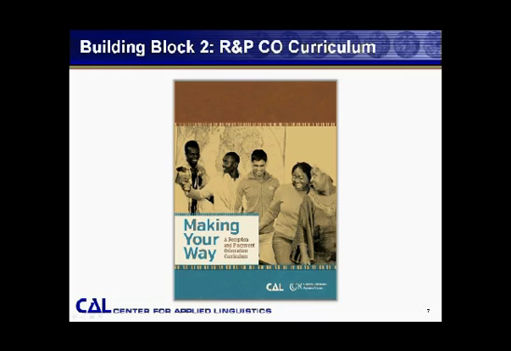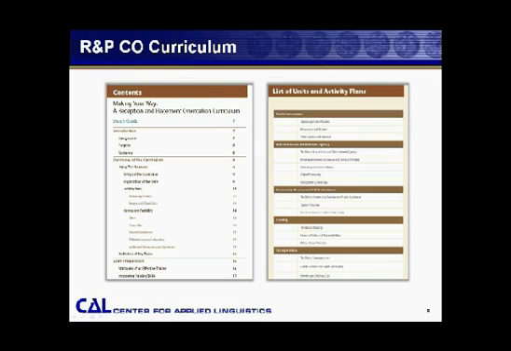So as I mentioned, this is just a visual of the Reception and Placement Orientation Curriculum, which is on the CAL website. And if you look at the contents of the curriculum, you will see that the list of units is aligned with the broad topics of the objectives and indicators document, and the broad topics of the welcome book.